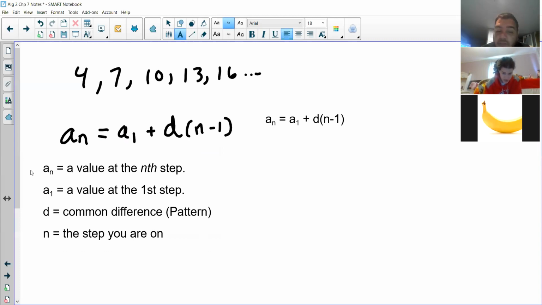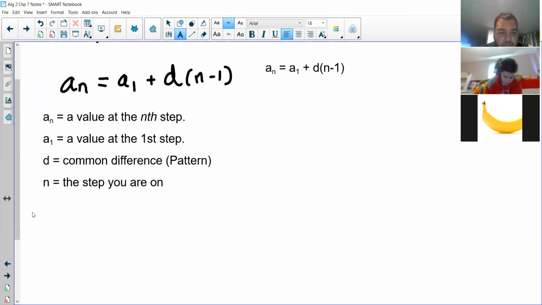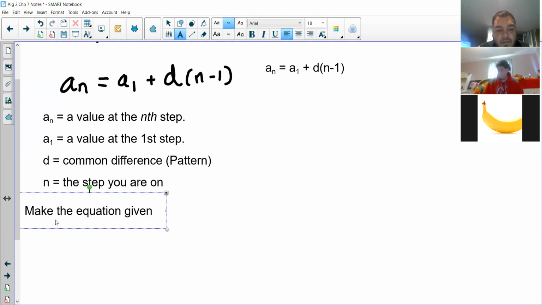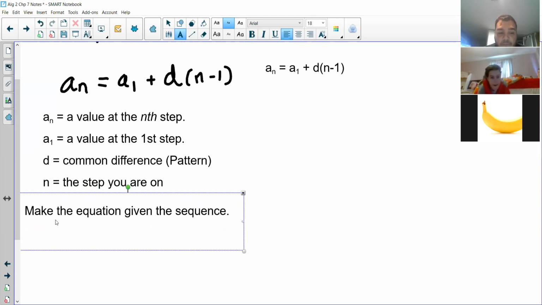So there are going to be a couple ways we use this equation. Our first type of question is going to be make the equation. Pretty straightforward. Given the sequence, I'm going to give you a row of numbers. You're going to give me the equation based off said numbers.